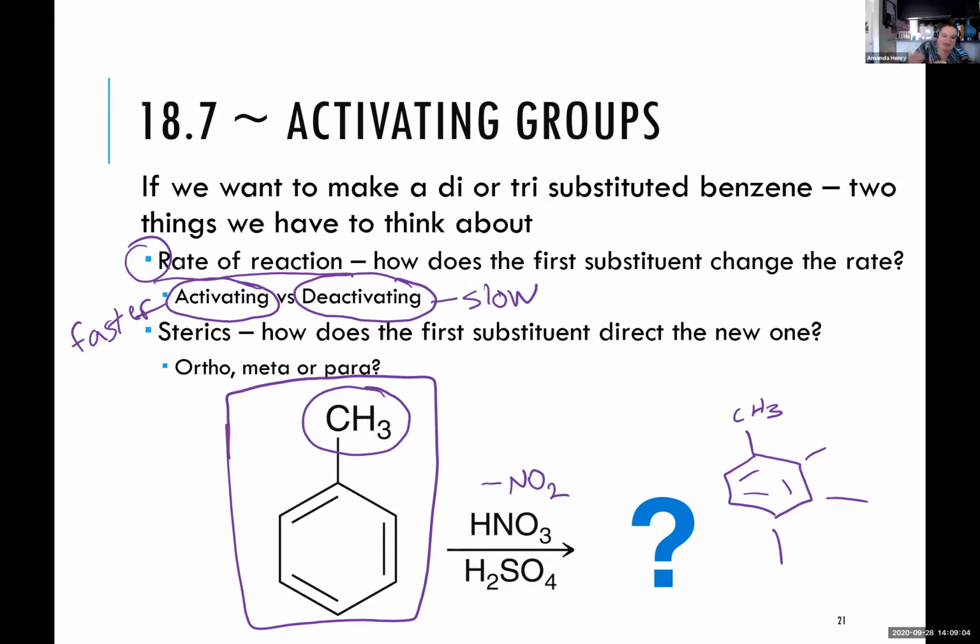side that we're looking at is sterics. So if a substituent is making the reaction go faster or slower, what does that mean? Is it going to add the new substituent ortho, meta, or para, or maybe a mixture? And so we're going to look at all sides of this with lots of categories, really. Today's definitely a labeling and categorizing kind of day.